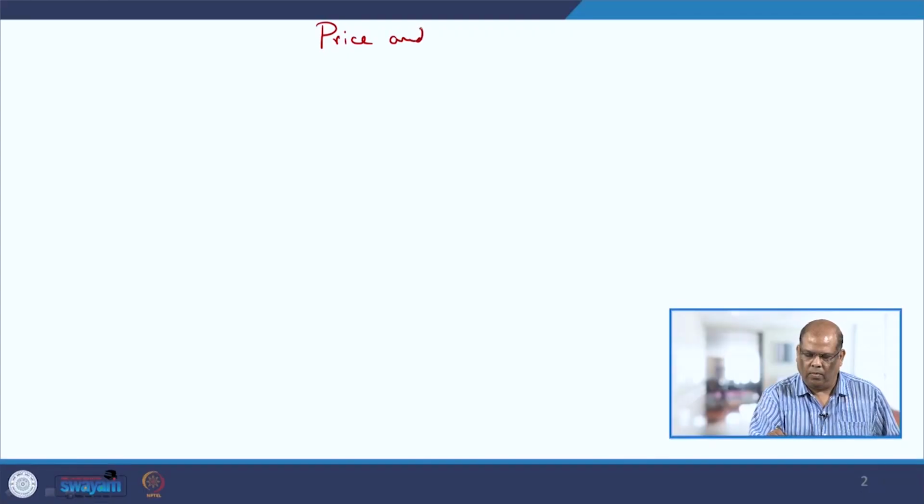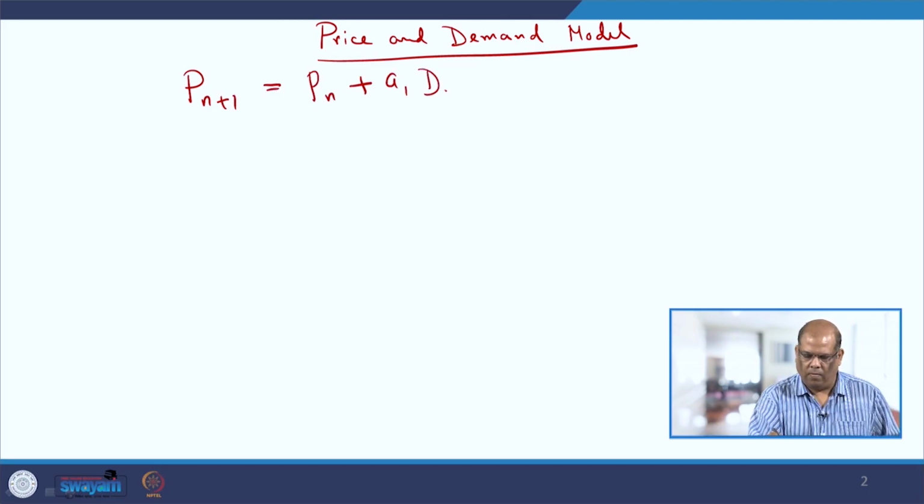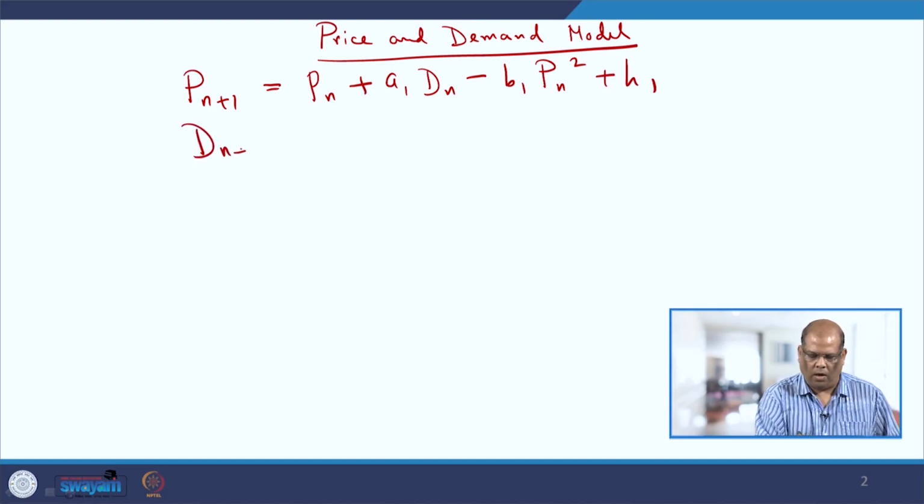Today we will be talking about an interesting model, namely the price and demand model. So, let me start with two equations, the price and demand model. I have the price in this form and the demand in this form.